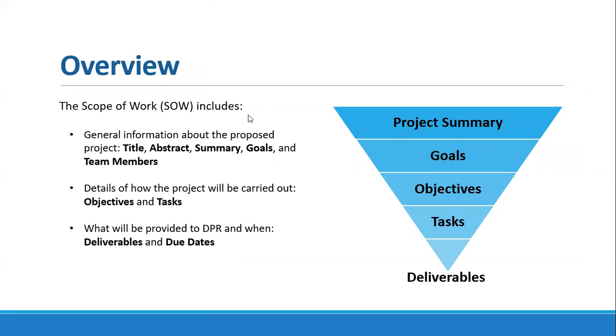So what do these terms represent? First and foremost, the scope of work includes broad information on what the project is intending to achieve. This is included in facets like the title and the abstract and the project summary. From there, the project goals flesh out a bit more specifically what the project will do, and the team members are a list of who will achieve them. And then the objectives and tasks describe how the goals will be achieved, and the deliverables and associated due dates provide the evidence that DPR needs to determine that these tasks have been successfully achieved.